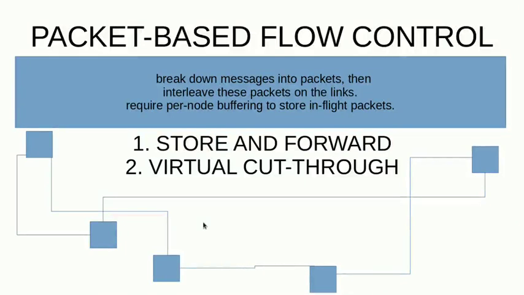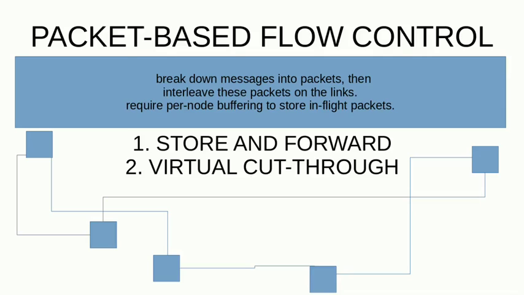Welcome back, guys. So next we have packet-based flow control. Here we have to first break down messages into packets and then interleave these packets on links, thus improving the link utilization. Unlike circuit switching, the remaining techniques will require per node buffering to store in-flight packets. So the first in line is store and forward.